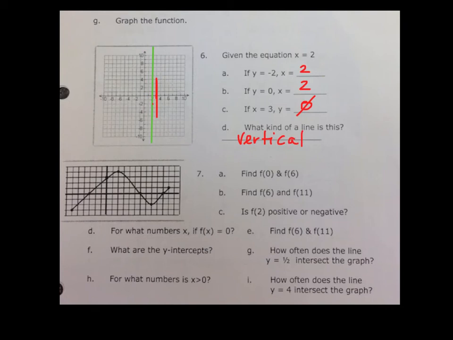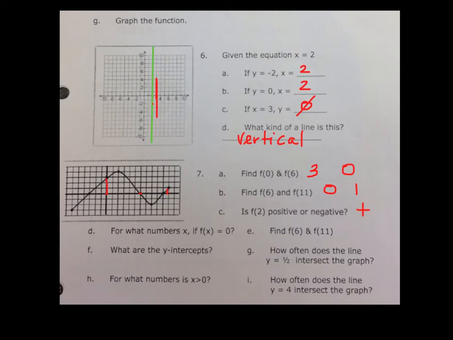Now I'd like you to pause again and do number 7 and come back and see if you got your answers correct. So the first 3 questions, 7a, b, and c, find f of 0. So remember that's the input, so that's the x. So here's where x is 0, it hits at 3. Here's where x is 6, it hits at y equals 0. F of 11 is right here, it hits at 1.